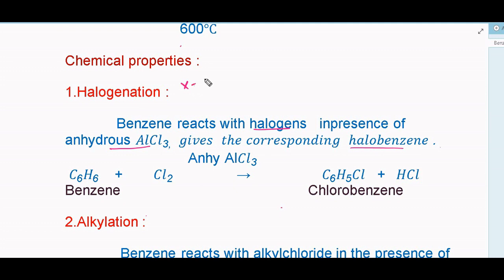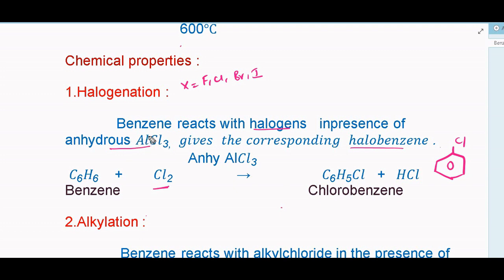Halogens may be fluorine, chlorine, bromine, iodine. In this reaction, I am taking chlorine as the halogen. Benzene, when it reacts with chlorine in presence of anhydrous AlCl3, gives us chlorobenzene, C6H5Cl, plus HCl, or you can write it like this. This is chlorobenzene. If you are good at writing this structure, write the structure. Otherwise, you can write the chemical formula of chlorobenzene, C6H5Cl.